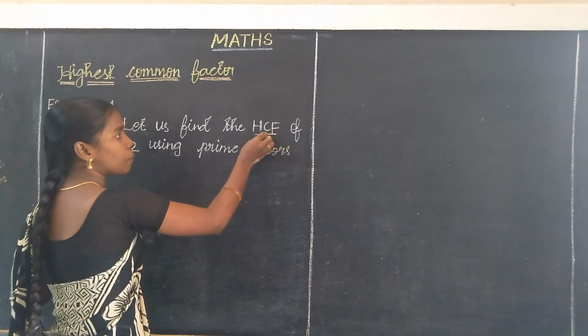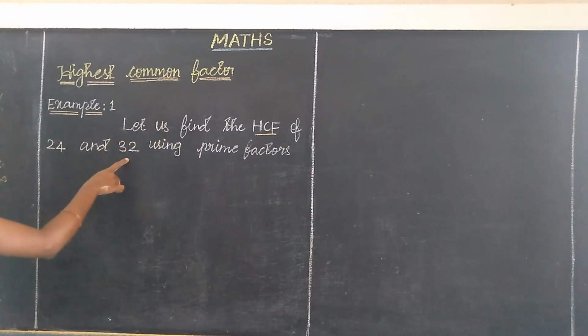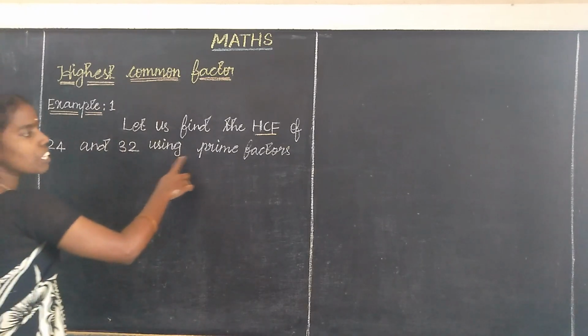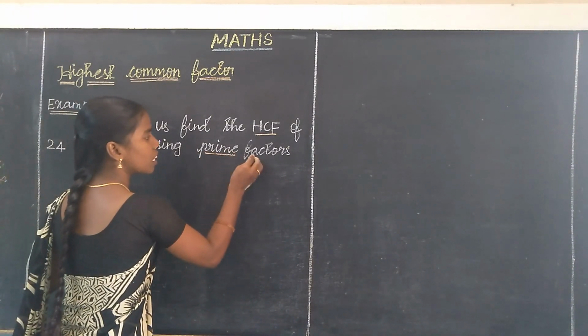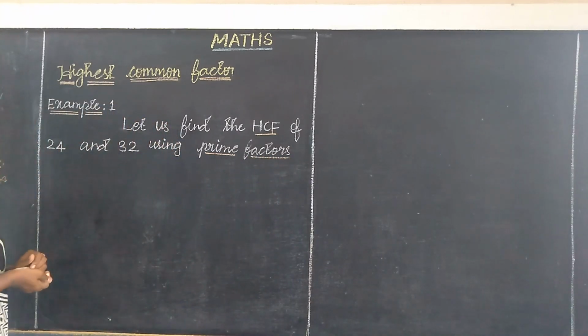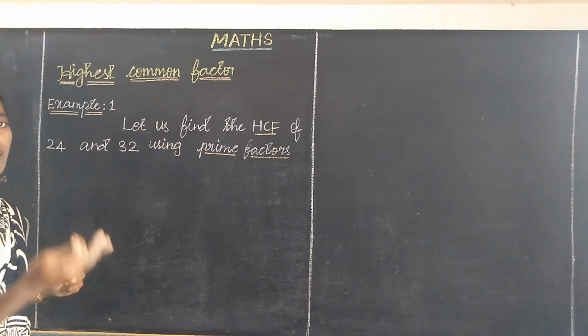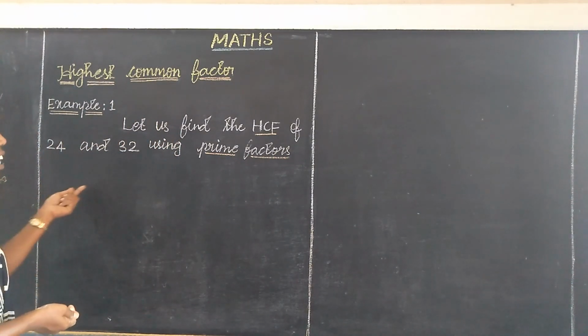Let us find the HCF, that means the highest common factor of these numbers, that is 24 and the second number 32, using the prime factors method. Using prime factors, we get the HCF answer for the two numbers, that is the highest common factor.